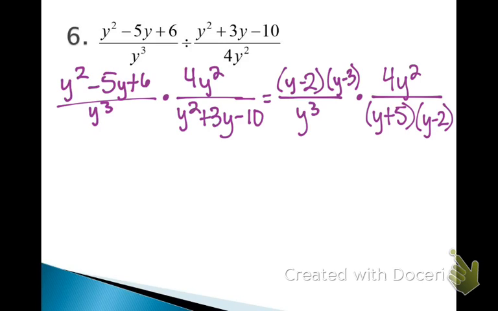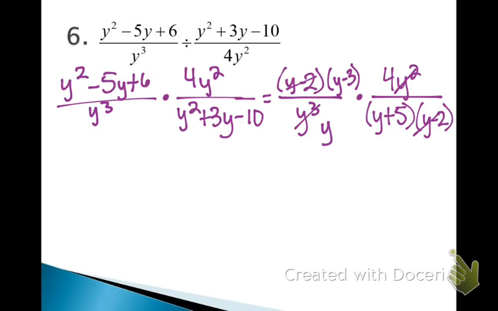Now that we are done factoring, we can cancel. All right, what's canceling out? y minus 2s. What else? The y's. What are we left with? y to the first in the denominator. Anything else? What about these y's? Oh, good. This one up here is trapped in parentheses. It cannot cancel out with the lonely y down here.